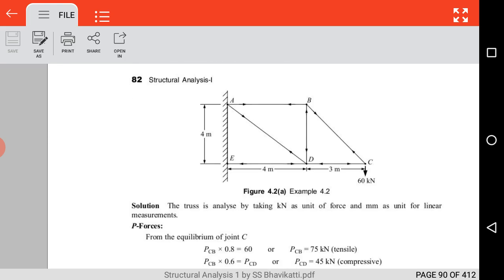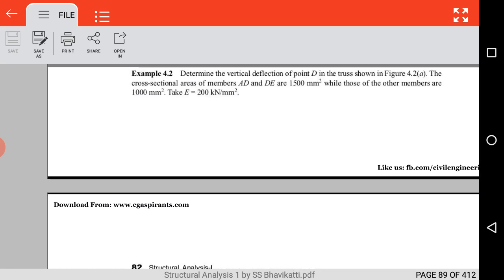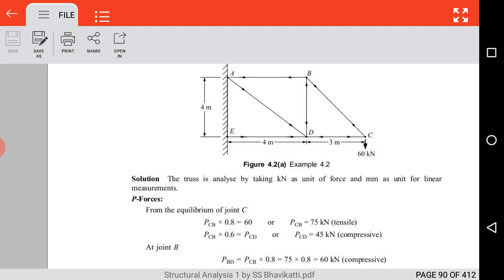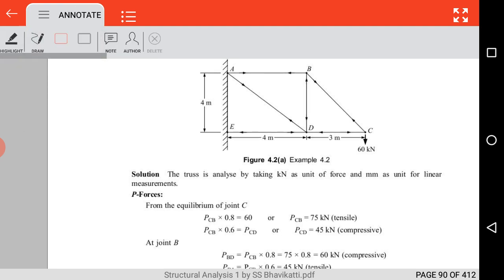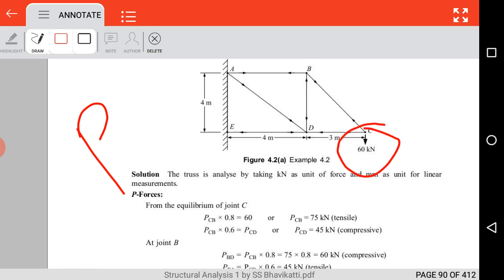So this is the truss, a cantilever truss, which is subjected to a point load of 60 kilonewton at the free end of the truss, that is at the joint C, and we are required to calculate the deflection of the truss at the point D. So at the point D, we will be applying our unit load of 1 kilonewton by removing all the forces of the truss. First we calculate the value of the force P, that is due to the 60 kilonewton force, what are the forces in each member of the truss.